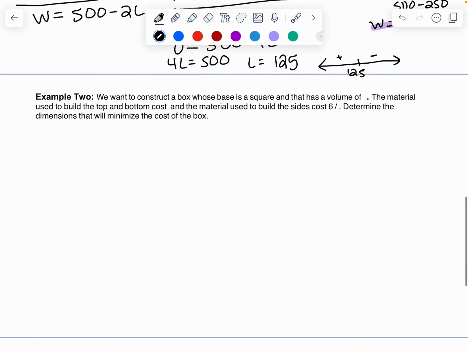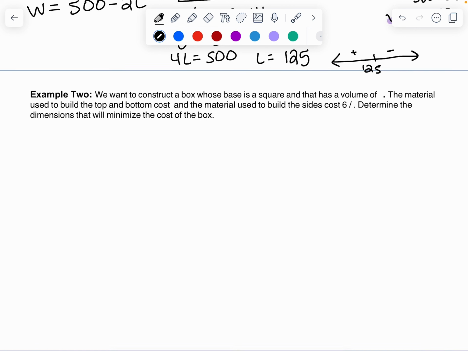So we're gonna do our next one. This one's a little trickier, but should be fine. So this one says we want to construct a box. Sorry, some of the numbers got canceled out here too. We want to construct a box whose base is a square and that has a volume of 36 feet cubed. The material used to build the top and the bottom cost 8 feet squared, and the material used to build the sides is 6 feet squared. Determine the dimensions that will minimize the cost of the box. So basically we have this box.